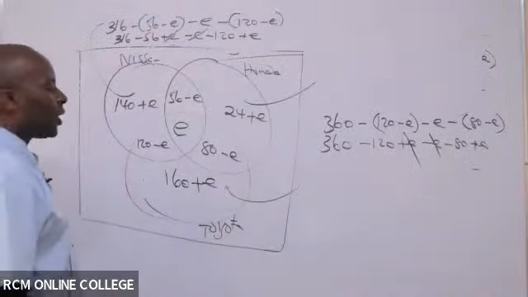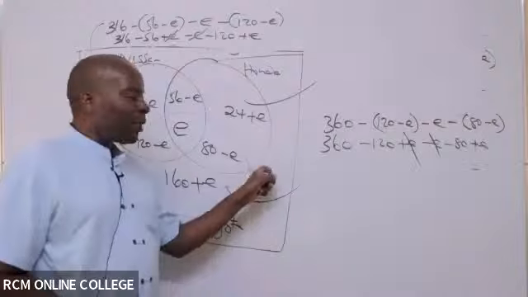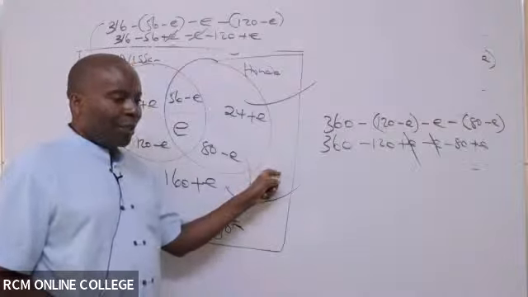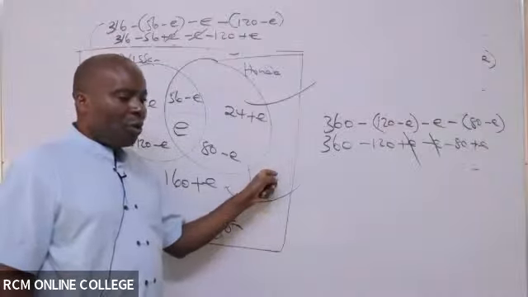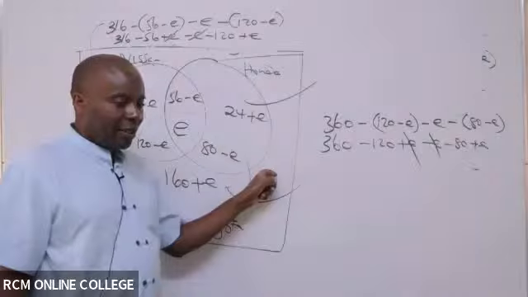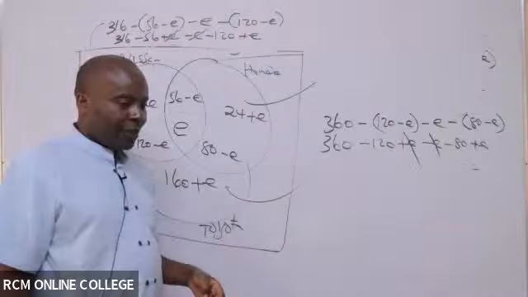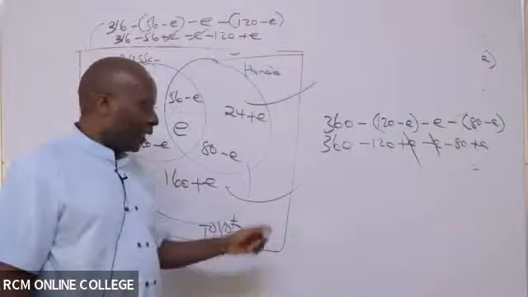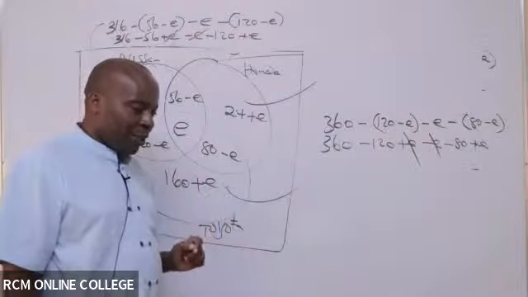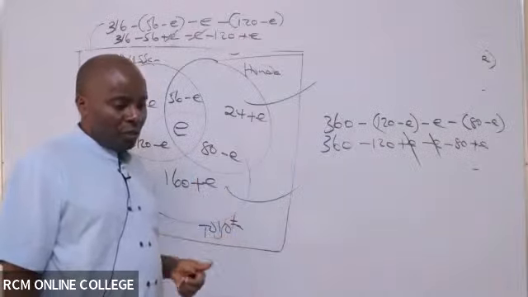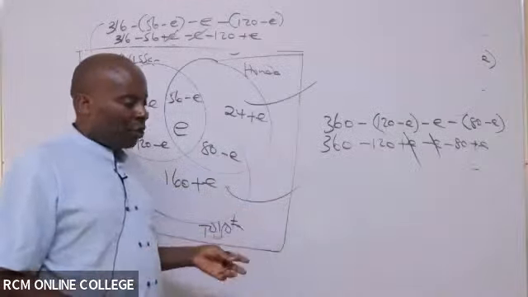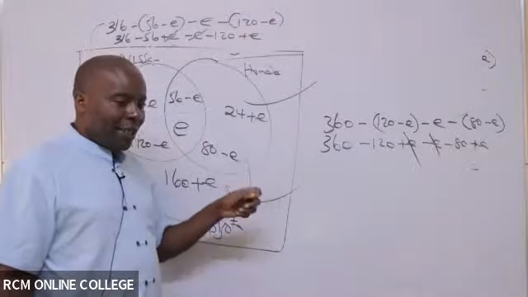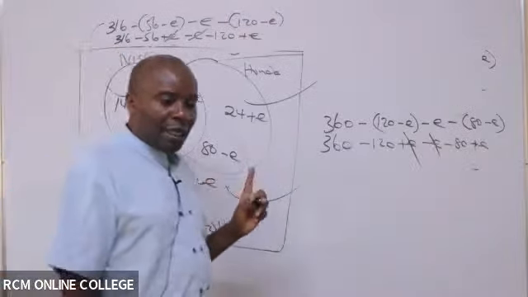Now, how would you interpret the people who are outside here, who are not in any circle? What do you think of them? Just a normal interpretation: they own no vehicle. Assuming that in this universe there are only 3 types of vehicles, anybody who is outside here doesn't have any vehicle.